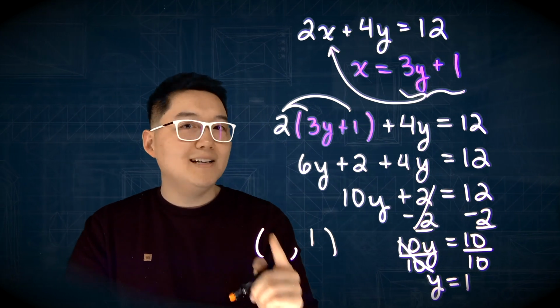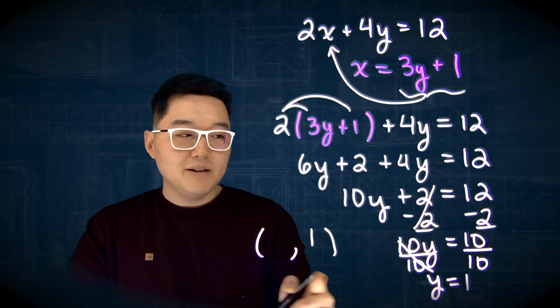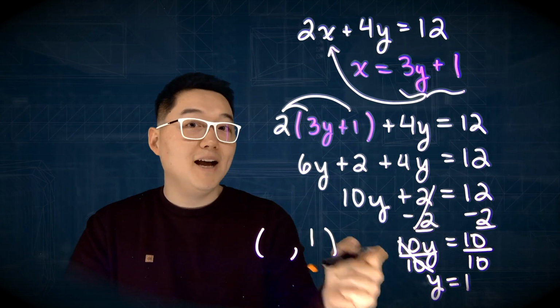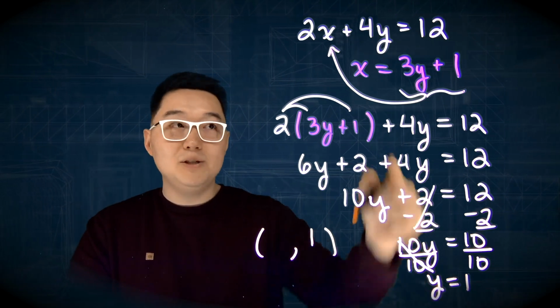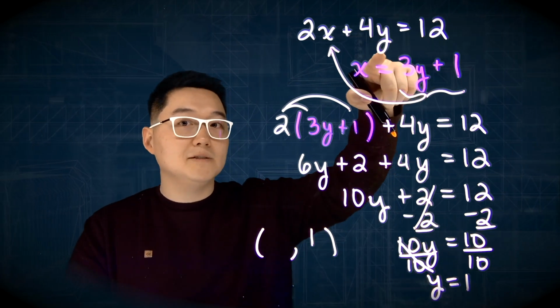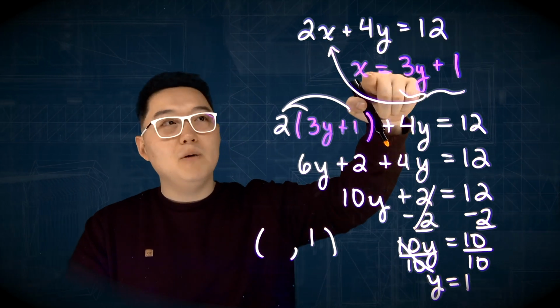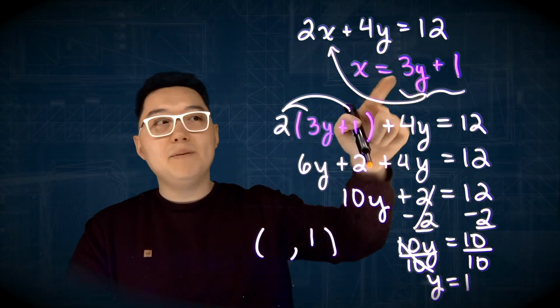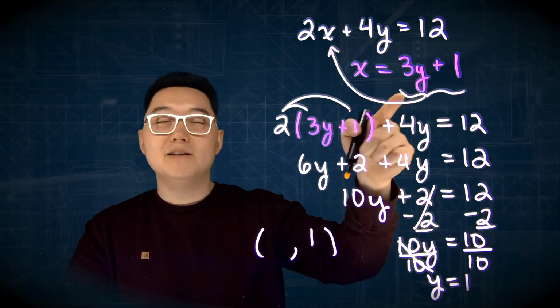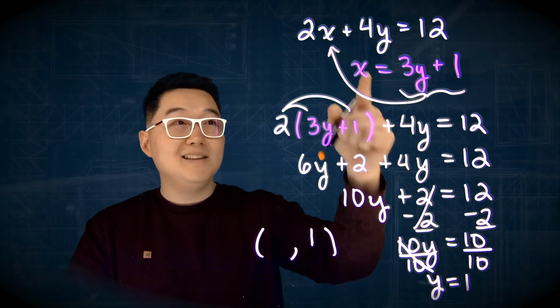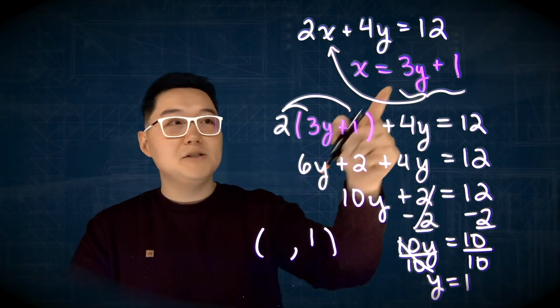So now how do you find x? Since we already know that y is equal to 1, all we gotta do is substitute y equal to 1 into either one of these two equations. It doesn't matter. But which one would you pick? I would have picked this equation because that one looks a lot easier to plug in y equals 1 than the very first equation. So let's go ahead and do that.